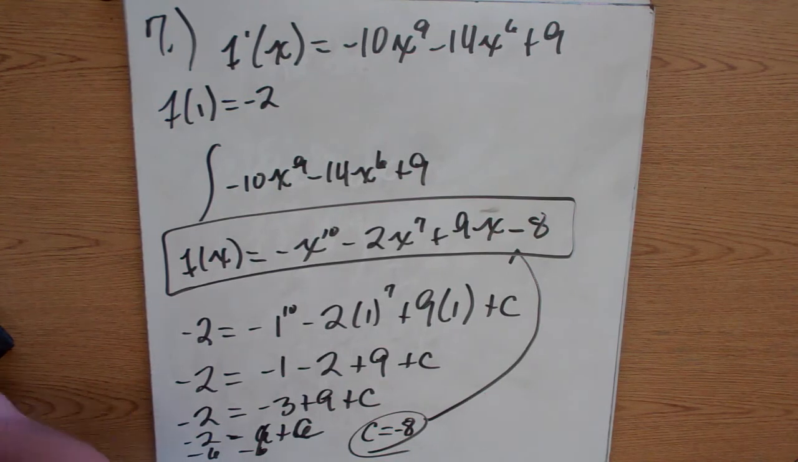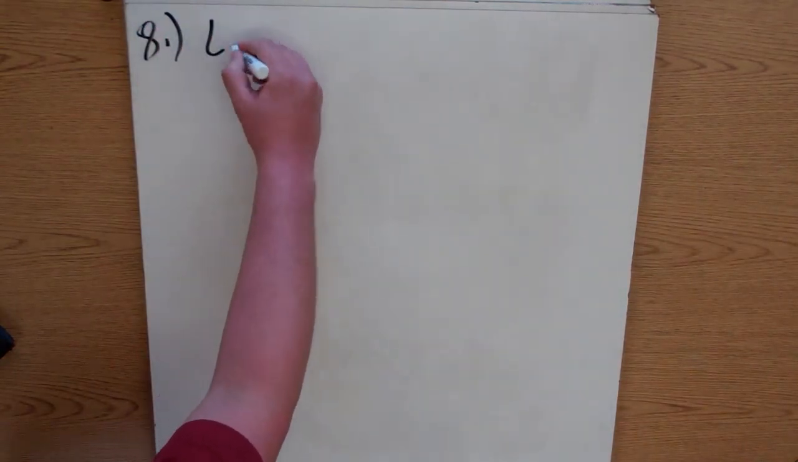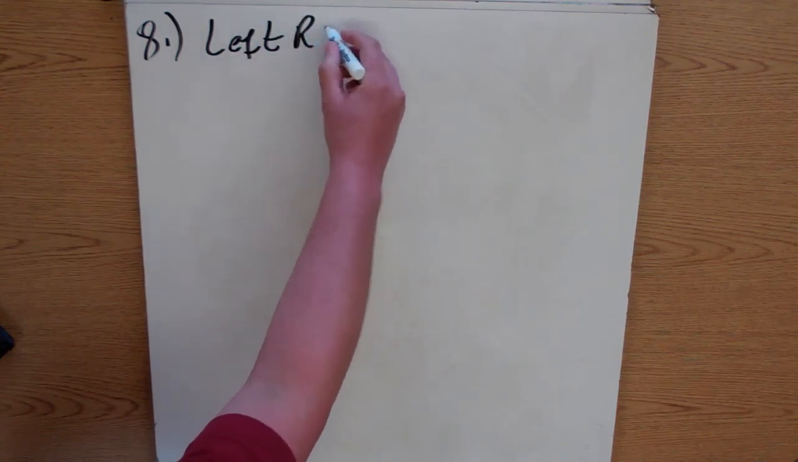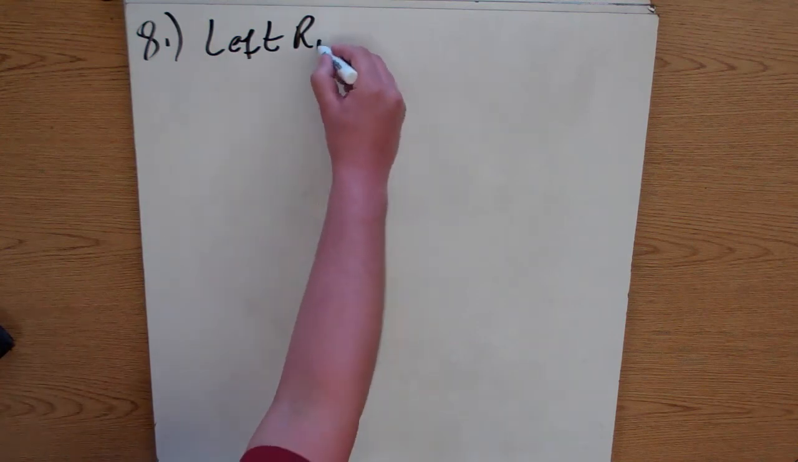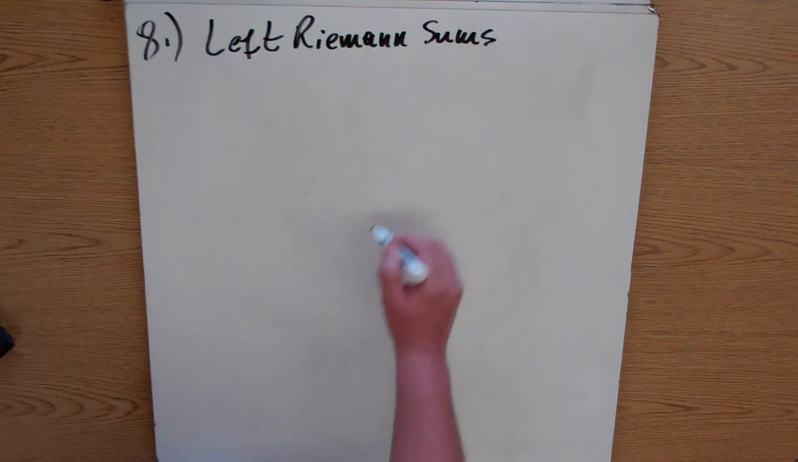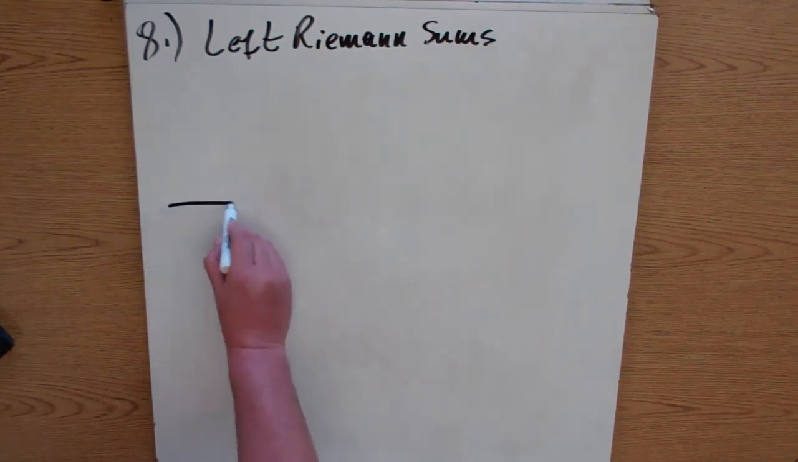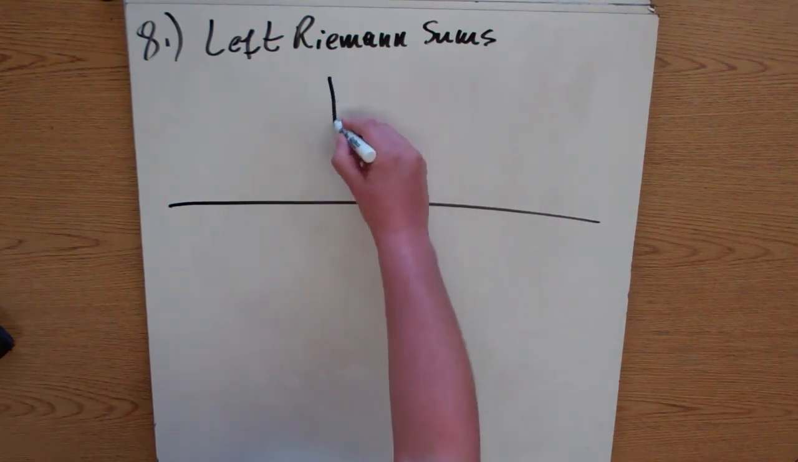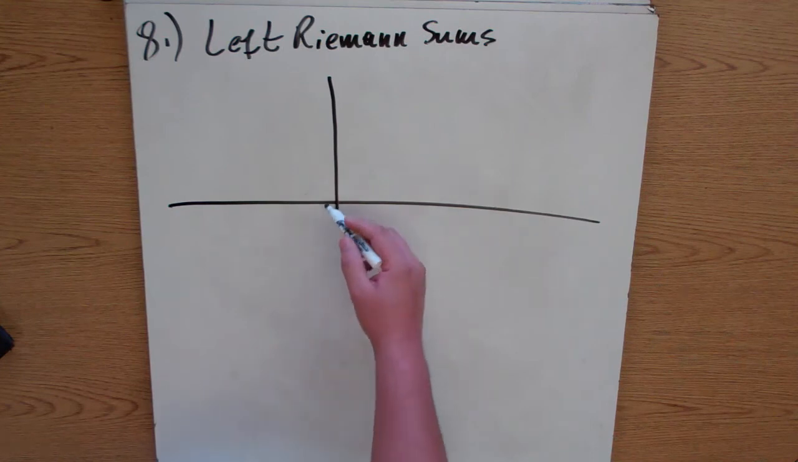Now, number 8, 9, and 10. You have to use that table that's on there in order to solve these. Number 8 says use left Riemann sums. All right? So we're using left Riemann sums. Okay? So, the easiest way to do this, really, and it takes a tad longer, but it's the easiest way to do it, is you can just simply make a graph.